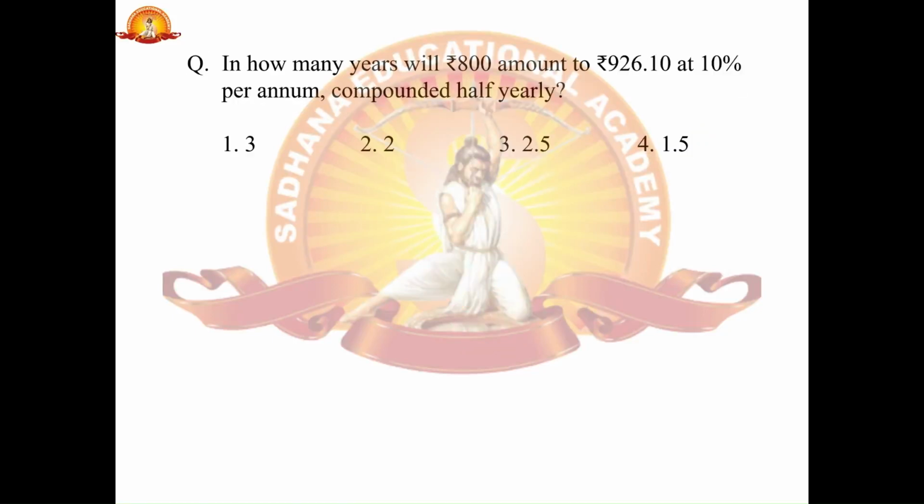How many years will 800 amount to 926.1 rupee at 10% per annum compounded half yearly? So here it is given compounded half yearly means 800 become 926.1. So if you see approximate interest here I am getting 126 rupees out of 8 rupees. I am taking 128. Not an issue. You can take 128. 8 cancel here how many times? 16 times. So approximately I am getting 16% interest.